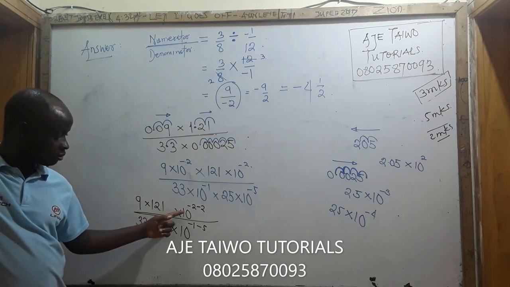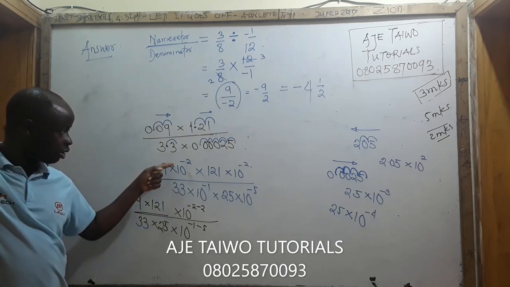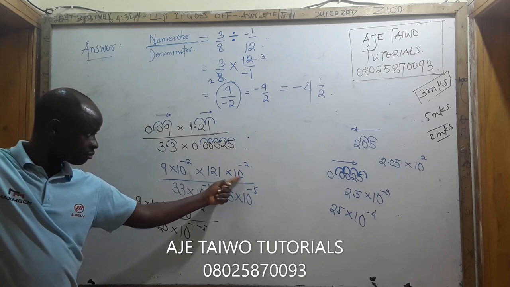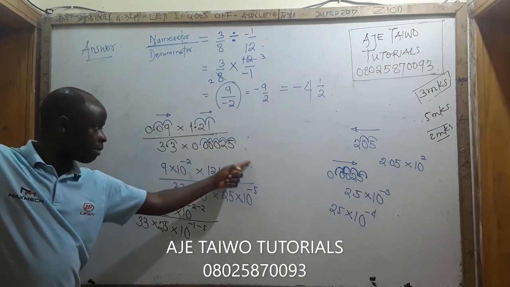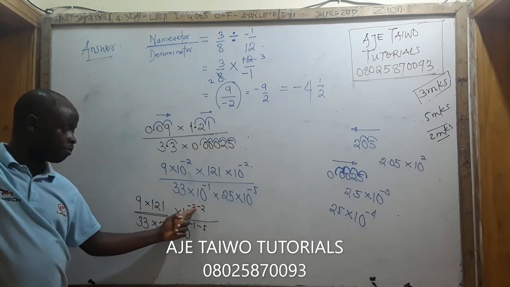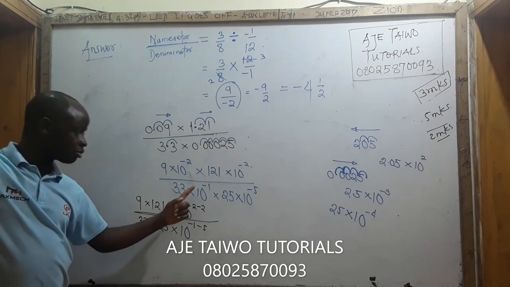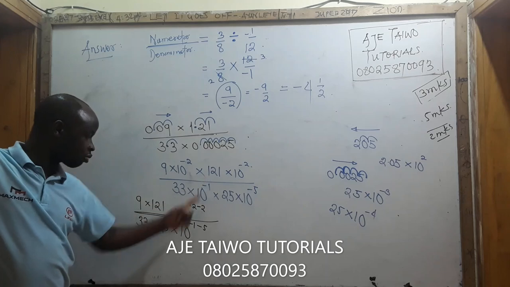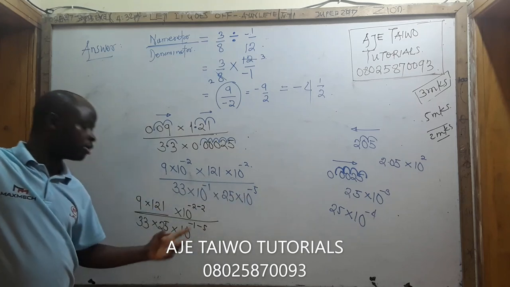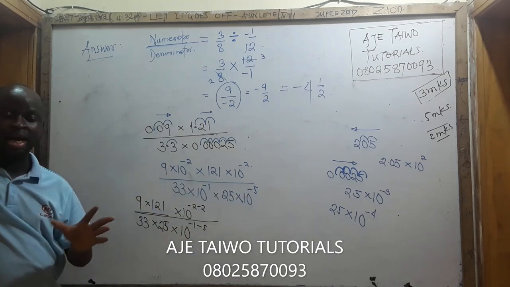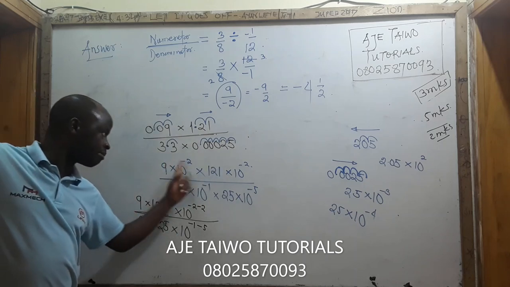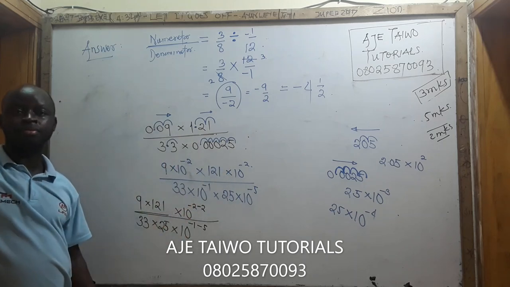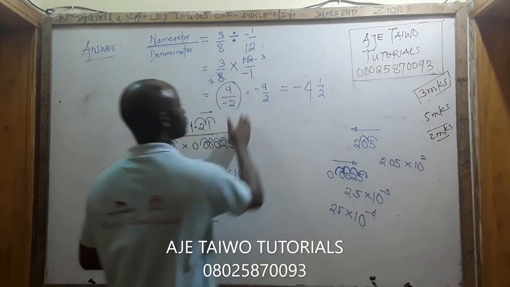So this minus, this what? 10. This 10. Because they are both 10, 10. Minus 2, minus 2. You bring them together. Yes, so 10, 10. Minus 1, minus 5. You bring them together. If they are plus, call them plus, plus. If they are minus, call them minus, minus. You can see. So what do you do next?